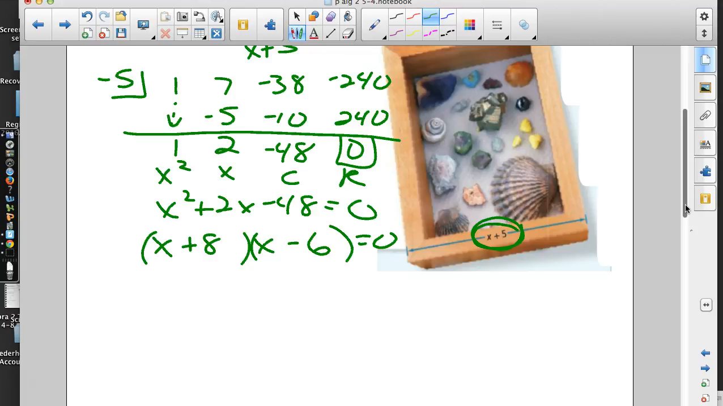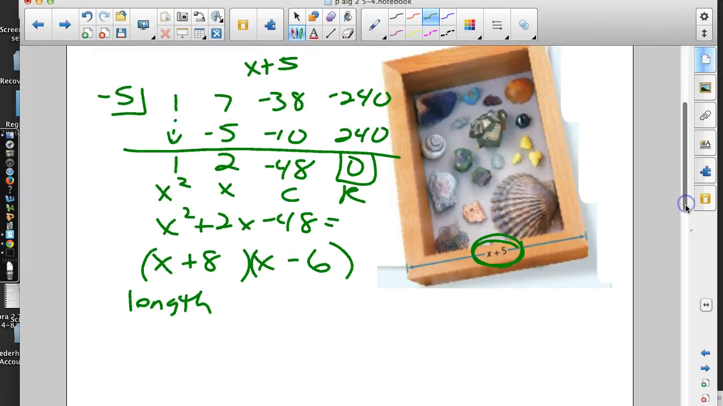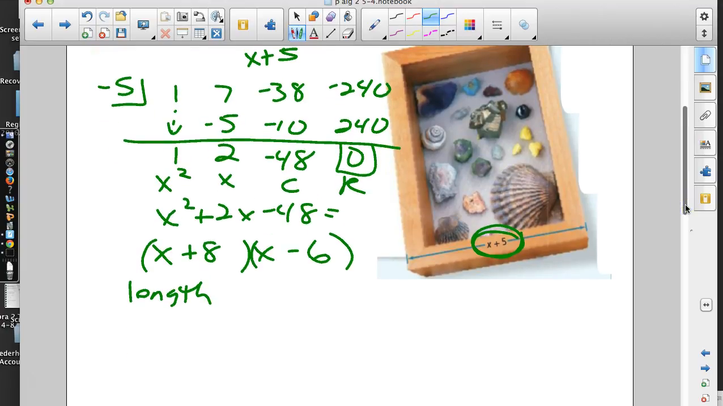Now, they did want us to label them, so they told us one is bigger than the other. So let's go back up here. It said the length is bigger than the height. Okay, so of these two factors here, oh, and actually we wouldn't need the zeros because they're not going to give us numbers right now. They're going to do that in the next one. But which one of those, think about putting an x in there, which one will always give you the bigger number? The x plus 8. You put a number in here and you add 8 to it, that's going to be bigger than subtracting 6 from something. So the length has to be the x plus 8.